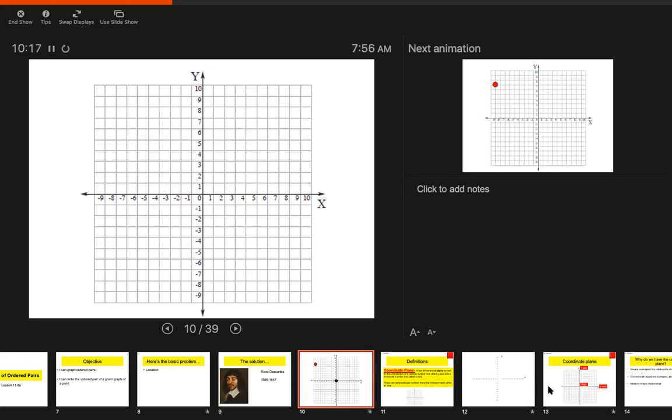Today's gonna be a nice, easy day, but boy, is it deep, right? It answers the question, where am I? Hey, where am I? I'm right there. That red dot is a location in space. In geometry, we call this red circle right here a point. We call it a point.